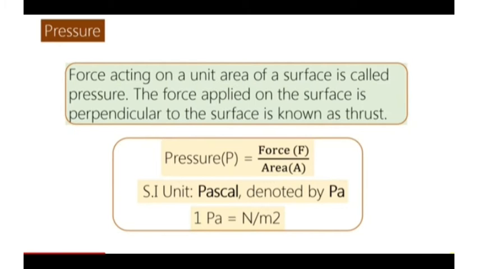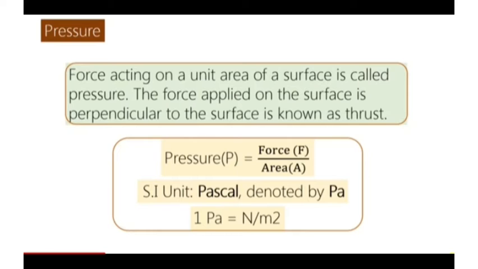What is pressure? Force acting on a unit area of a surface is called pressure. The force applied on the surface perpendicular to the surface is known as thrust. Pressure is force per unit area. It can be expressed as pressure P equals force divided by area.